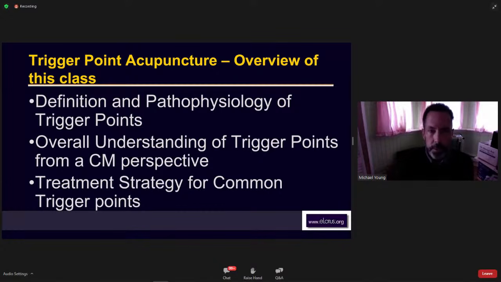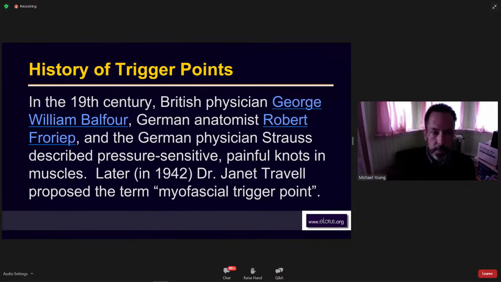So first, this is an overview of the class. We'll go over the definition and pathophysiology of trigger points, the understanding of them from a Chinese medicine perspective, and treatment strategy for common trigger points. It was started in the 19th century by Dr. Balfour and Fraureich and Strauss, and they described pressure-sensitive, painful knots in muscles.